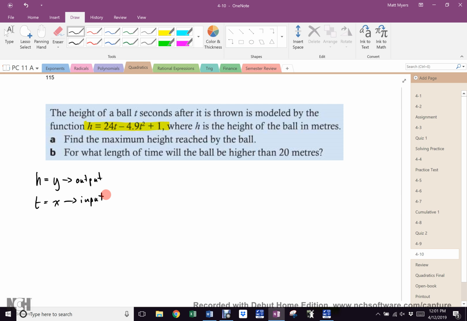Anyways, fine. How can I rewrite this to a form we're comfortable with? What would I do? I just change it around. What does H become? Y equals. Now what should I do with this part? Switch it around so it looks like standard form, right? Negative 4.9t squared plus 24t plus 1, right?